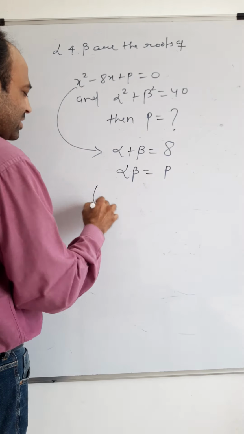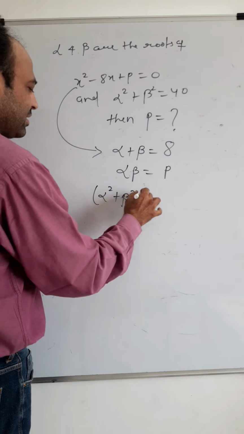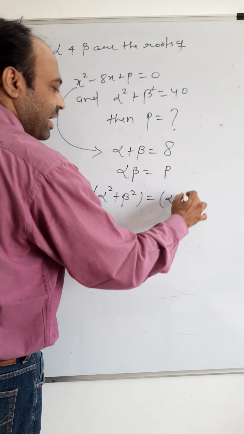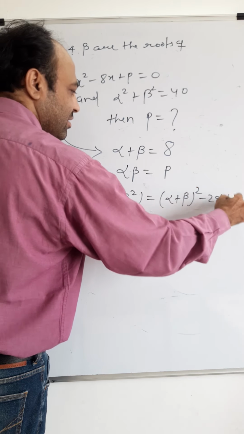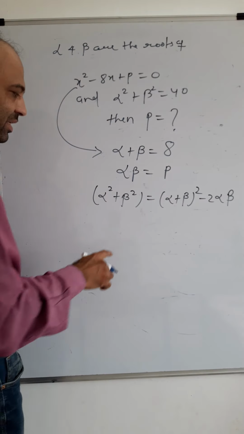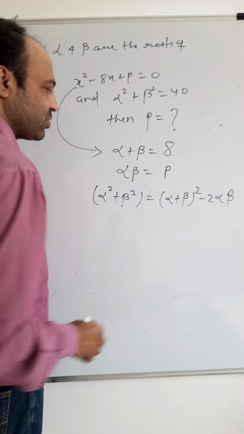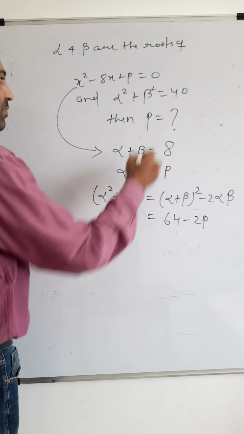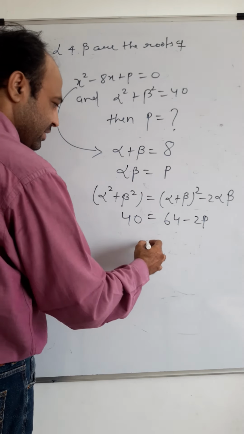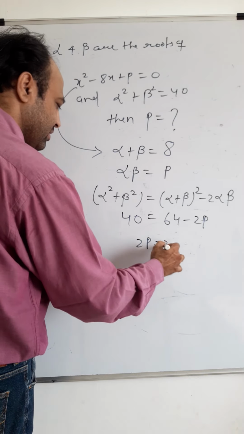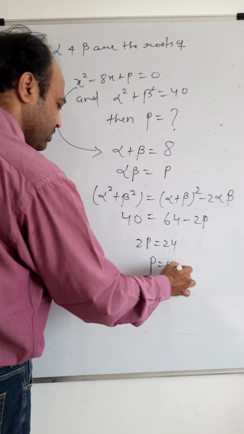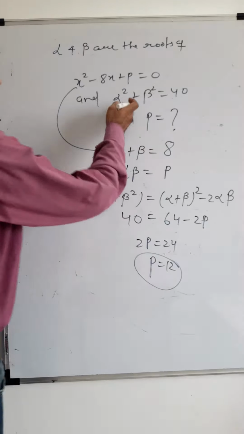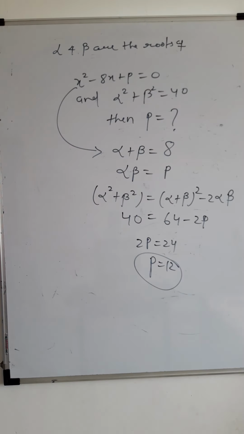And we are given alpha square plus beta square. So we can use the algebraic identity: a square plus b square is a plus b whole square minus 2ab. So this is 64 minus 2p, and this is given as 40. So 2p is 24, and p equals 12. It can be alpha cube, beta cube also, because we know those identities, so we can solve those types of problems.